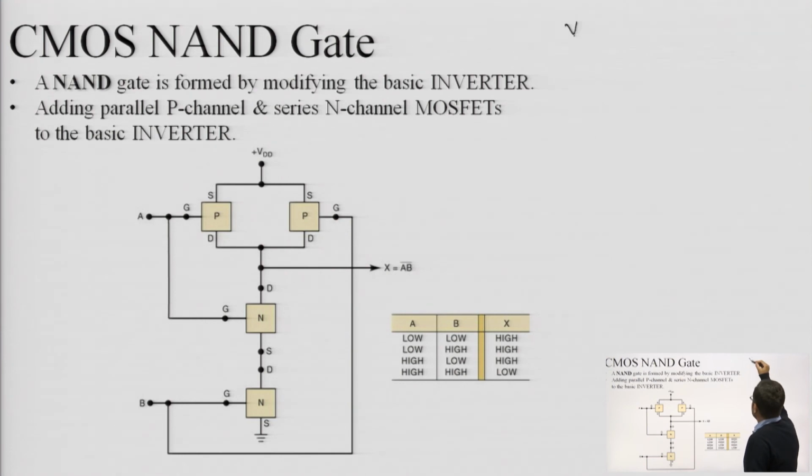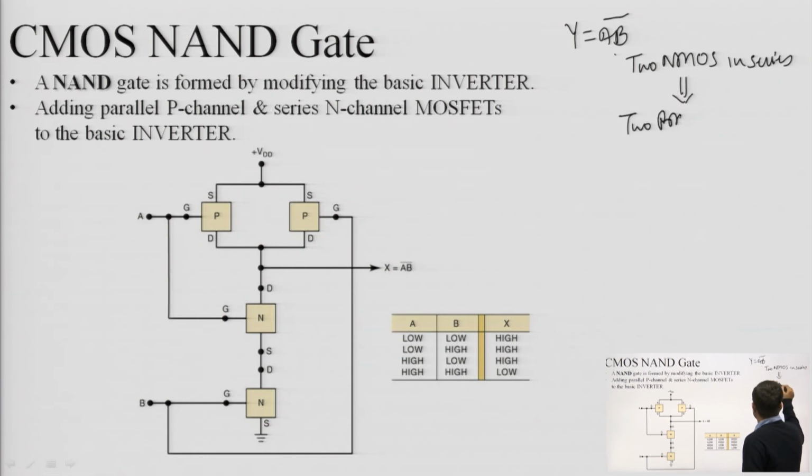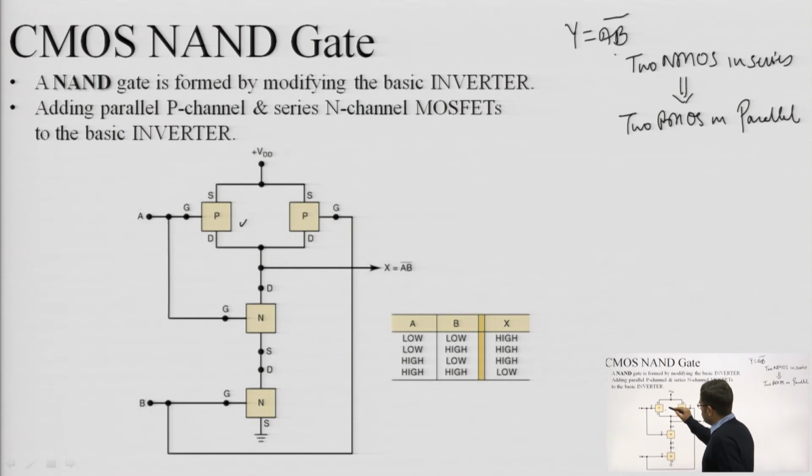NAND gate means Y is equal to (A B) complement. We have to realize this, that means A into B has to be realized. So this A into B means 2 NMOS in series, and corresponding to that, 2 PMOS in parallel. That's why we are saying 2 PMOS in parallel and 2 NMOS in series.